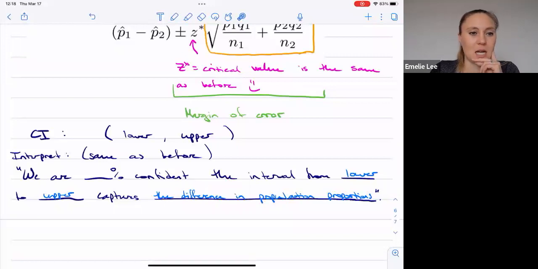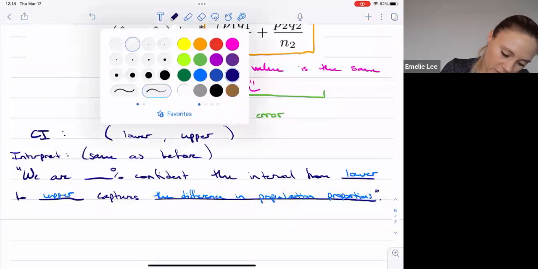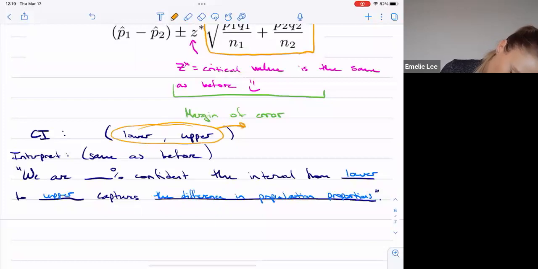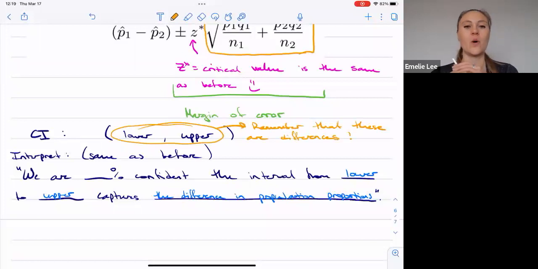Notice that the lower and upper values are differences. So, just a quick side note, remember that these are differences. If 0 is in the interval, what does that mean? Then it's plausible that a difference of 0 can happen, which is the same as not being able to reject the null hypothesis.